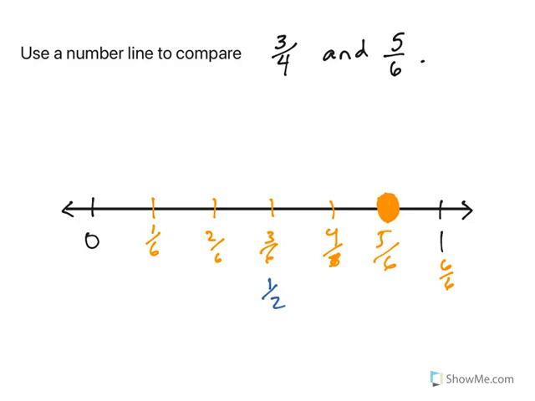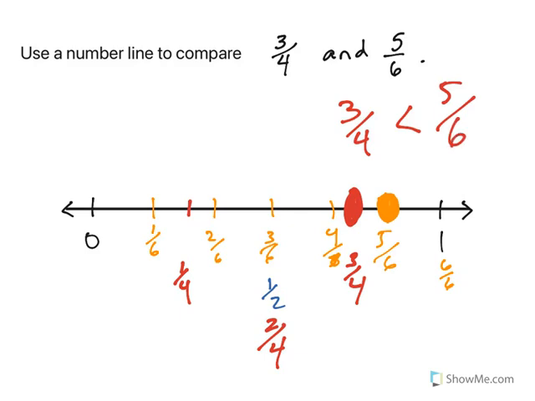All right, now let's go to fourths. I know that 2/4 is the same as 1/2, so there's 2/4. Then I have 1/4 and probably 3/4. So 3/4 is here. So we can see that 3/4 is less than 5/6. Or we could also say 5/6 is greater than 3/4 because again, the alligator opens towards the bigger number.